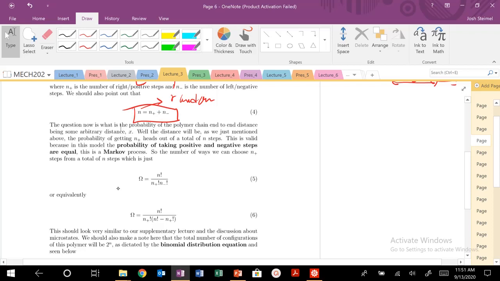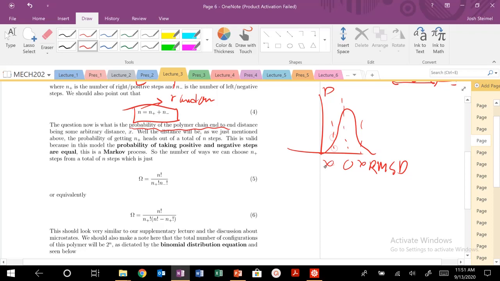So now, hopefully you remember some statistics. The question is, what's the probability that I have an RMS distance? We're looking back at some of these probability distributions. This is our RMSD. So we're trying to figure out, starting from my origin, what's the probability that I end up at some distance x here?